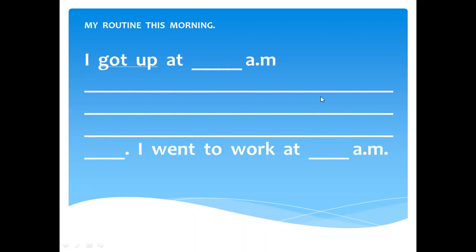Okay, everybody, so as you can see, we are using a combination. Verbs in the past, regular verbs and irregular verbs. It's a combination. Okay, Kenya, I got up at 6 a.m. After I brushed my teeth, I didn't cook breakfast because my mom cooked pupusas for breakfast. I took a shower and I got dressed. I went to work at 8 a.m.